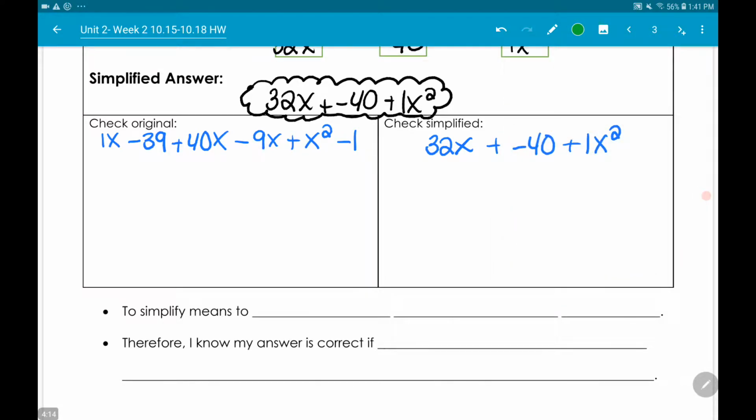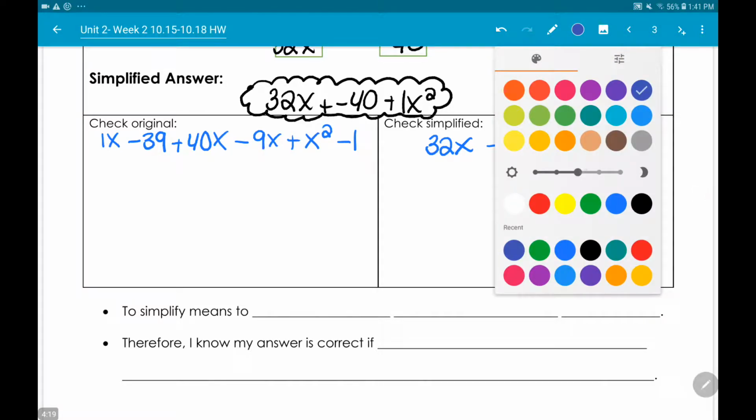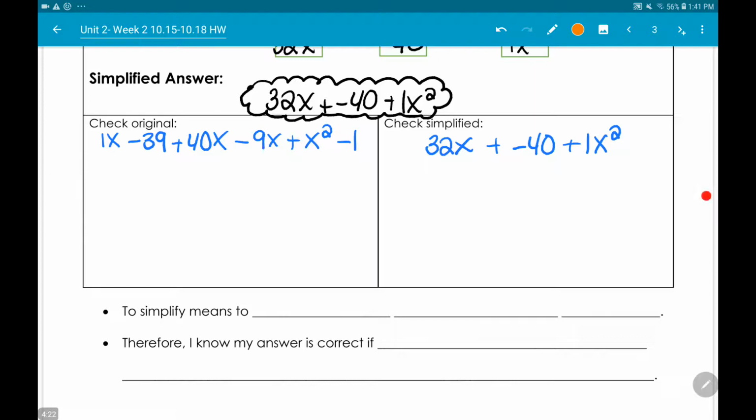So I need to pick my variable. So let's let x equal, I don't know, what do we want x to equal this time? Let's say 1. And again, wherever I see an x, I'm going to change it for a 1. And I'm going to do that in both expressions. Everything else stays the same.